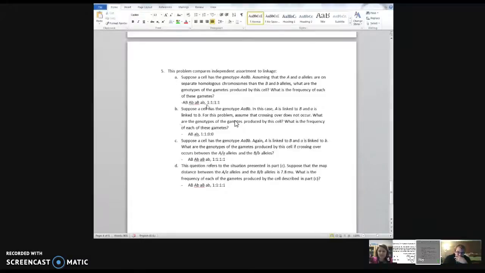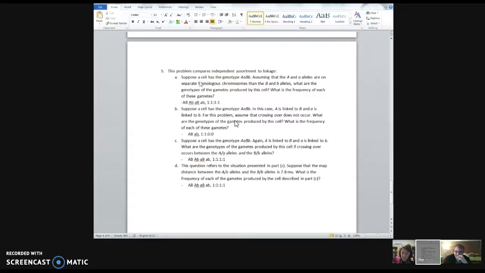So this is question 5 right here. This problem is pretty much just giving us a couple scenarios and asking us to figure out what's going on with them. What are the different things going to do with the different scenarios? So the first one's talking about, suppose a genotype is capital A, little a, heterozygous for both alleles, and then it talks about what are the genotypes of the gametes produced by the cell, what's the frequency of each of these gametes.